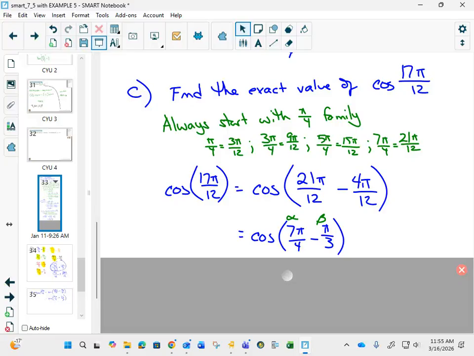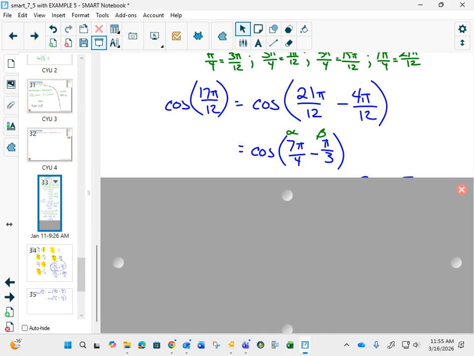So if you always start with a pi over 4 family, and here they are, 3, 9, 15, and 21. Most likely I would have started with the 15. I like to get as close to it as I can, but still underneath it so I can add because I like adding better than subtracting. Then the 7 pi over 4 is my alpha, the pi over 3 is my beta.